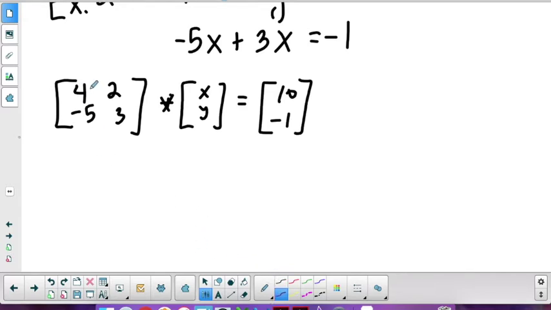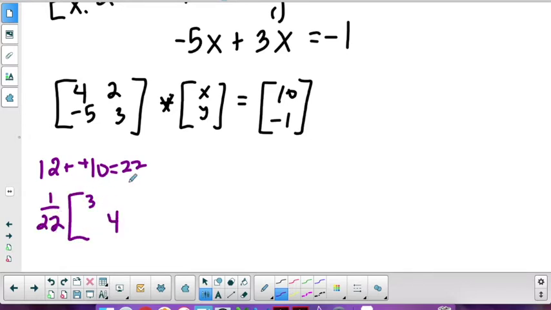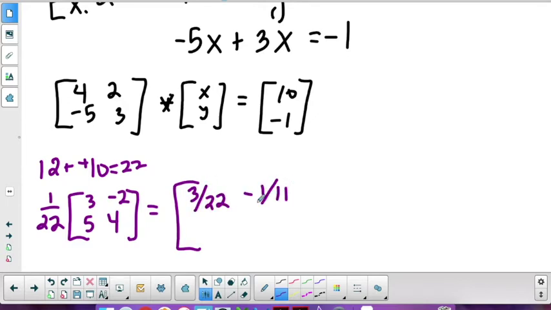All right, so 20, nope, not 20, what am I thinking? That's 12. 12 minus negative 10. Okay, so that's 22. 1 over 22 times 3, 4. Swap those. Change the others. Multiply it out. 3 over 22 does not simplify. Negative 2 over 22 does. 5 over 22. And then 4 over 22. Okay, so there's my inverse, right?